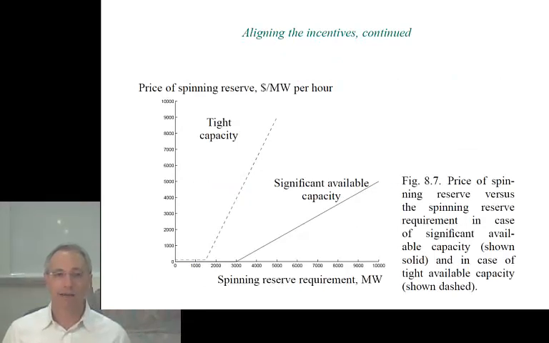Here's a qualitative illustration for spinning reserve. My spinning reserve requirement in megawatts is on the horizontal axis. The price of the spinning reserve in dollars per megawatt per hour is shown on the vertical axis. The solid curve shows the case when we've got significant available capacity. The spinning reserve price might be 0 all the way out to quite a significant level of spinning reserves, then increases. On the other hand, the dashed curve shows the case when we have a tight capacity constraint. Spinning reserve price might still be 0 or close to 0, but then it will start increasing, and it will in general be higher than the price of spinning reserve when there was significant available capacity.